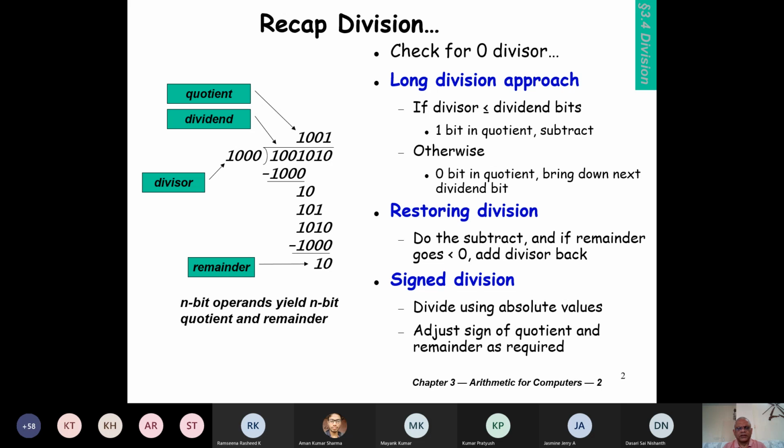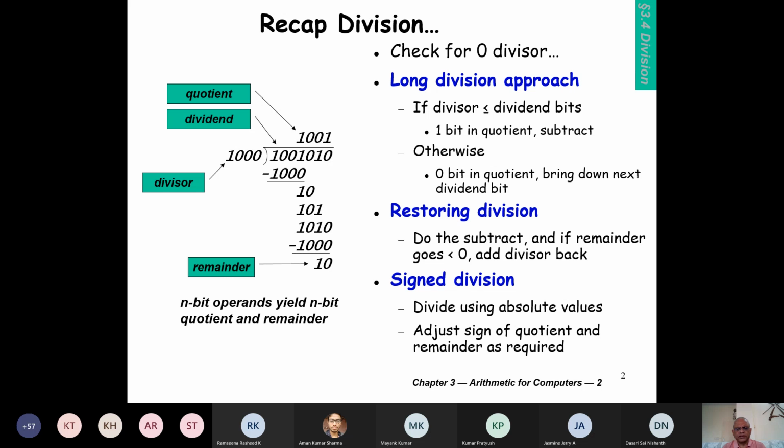This is just to give an example here. But the way we go about doing the division is that we check if the MSB is 1, that means it's a negative number, and we negate it. We take the 2's complement, and we get the unsigned number, and then we proceed.